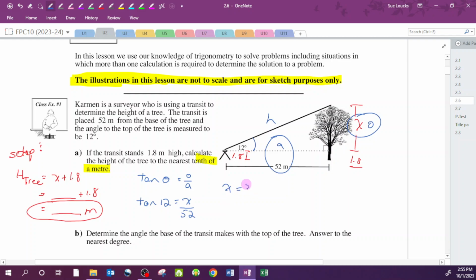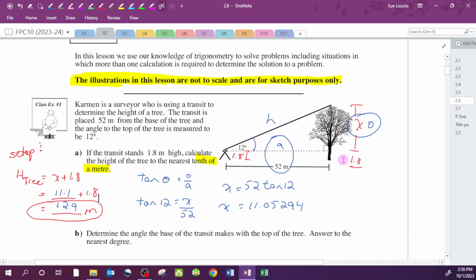And x equals 5.2 tan 12, so my calculator tells me that that equals 1.105294. Then I just leave that in my calculator and add the 1.8, but I'm going to write it as 11.1 because I'm going to round it to one decimal place. And then when I add that together, I get 12.9 meters as my answer.